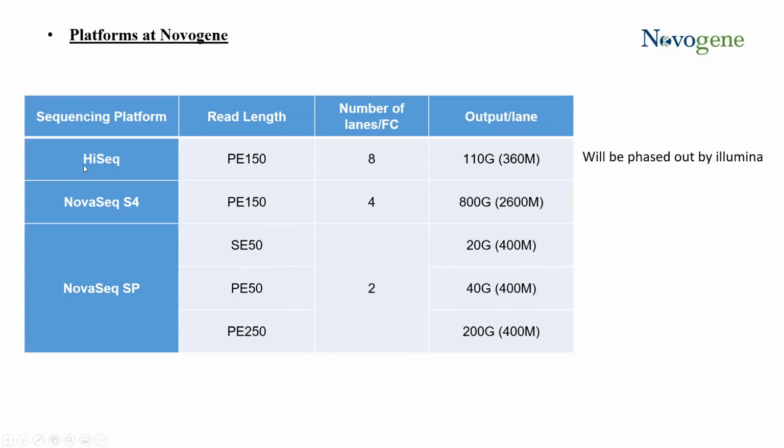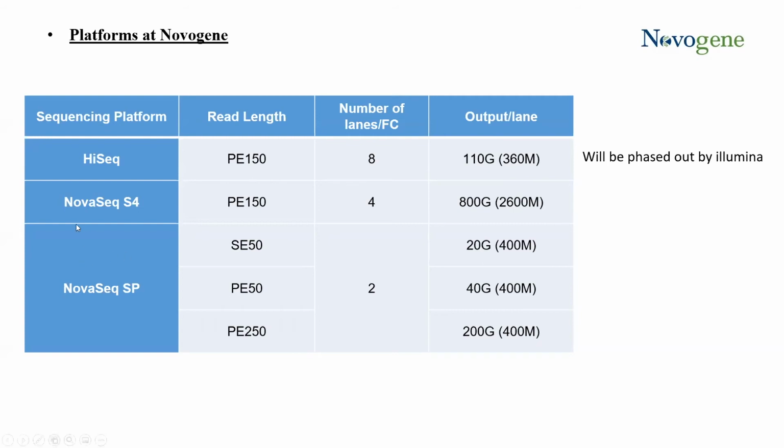So we do currently still offer the HiSeq platform, and that is only accommodated in the PE150 workflow. So there are 8 lanes per flow cell, and there are 2 flow cells that can fit on this machine. Theoretical data output per lane is around 110 gigabytes. One thing to note is that this is slowly being phased out by Illumina because they are switching their reagents over. So they'll stop producing this shortly. So Novogene will not be offering this for an extended period of time.